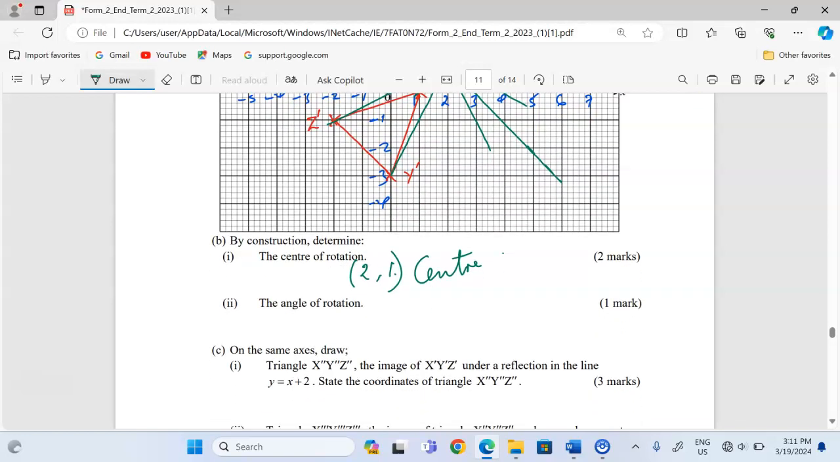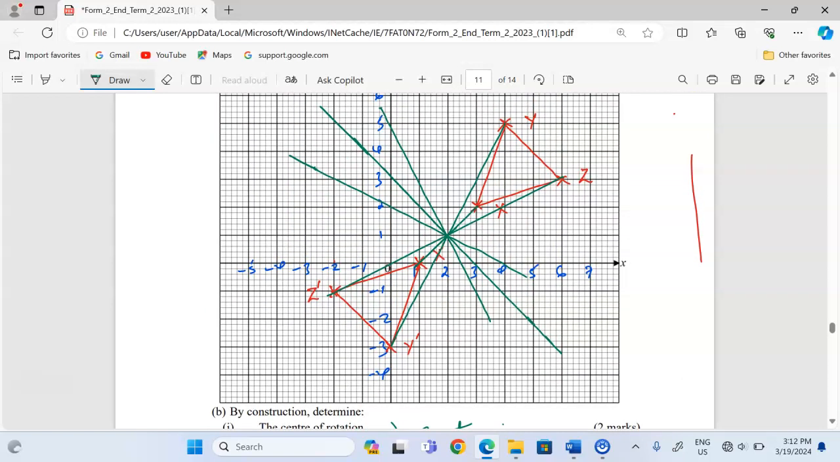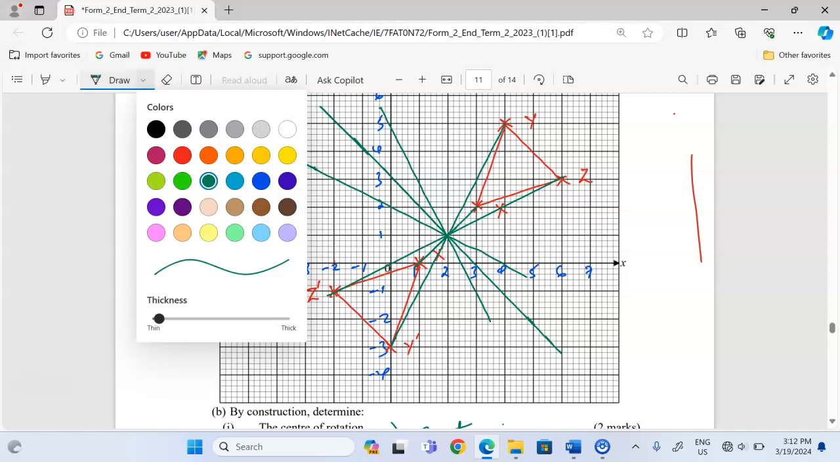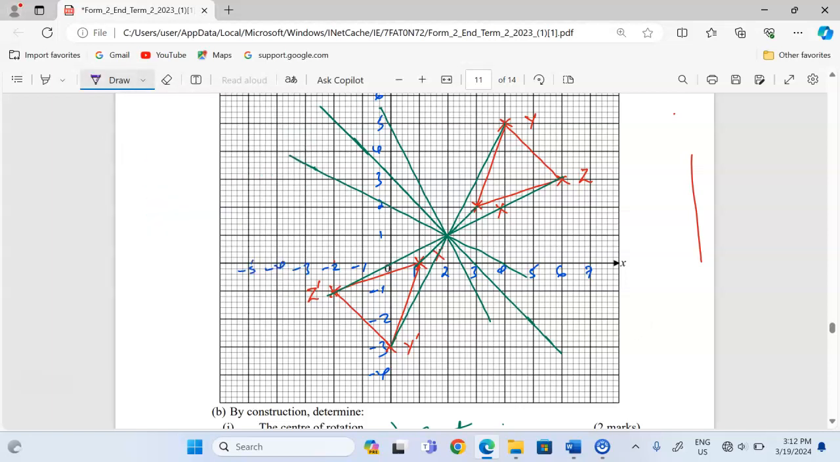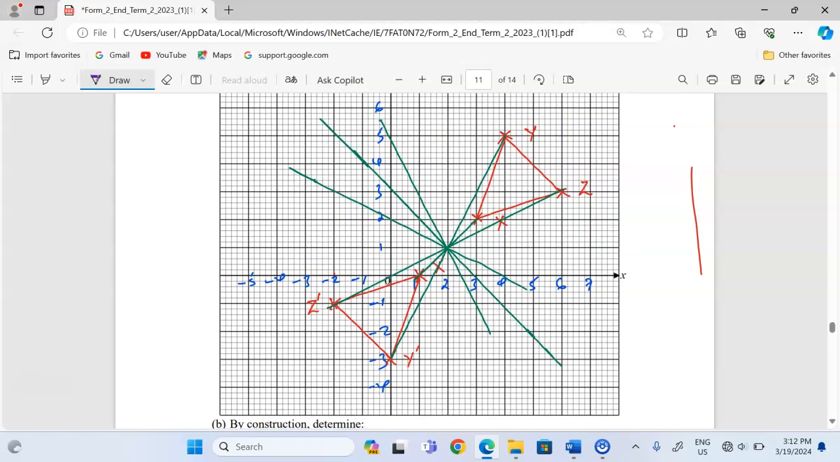The other thing is the angle of rotation. So for us to know the angle of rotation, now we have to connect. Let me change my ink again. I can use this color, because I want the angle of rotation, I can connect Y to the center, then to Y'. From Y to the center, then to Y'.